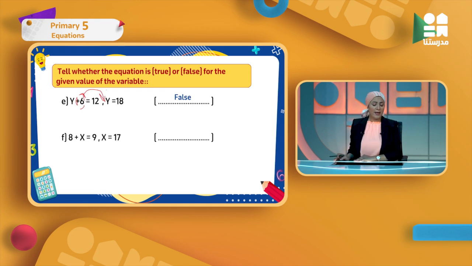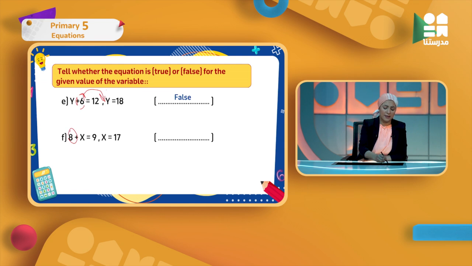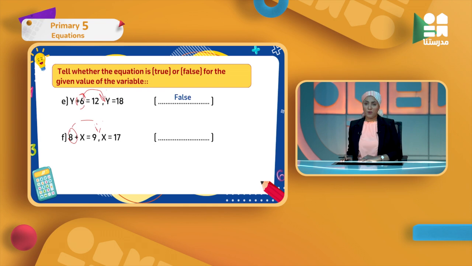Letter F, 8 plus x equals 9. And here they say that x is equal to 17. Let's see. هنودي ال 8 الناحية التانية بال opposite sign or inverse operation هتبقى 9 minus 8. 9 minus 8 equals 1. And here they say it will be x 17. So this is not correct. It's false because x is equal to 1.